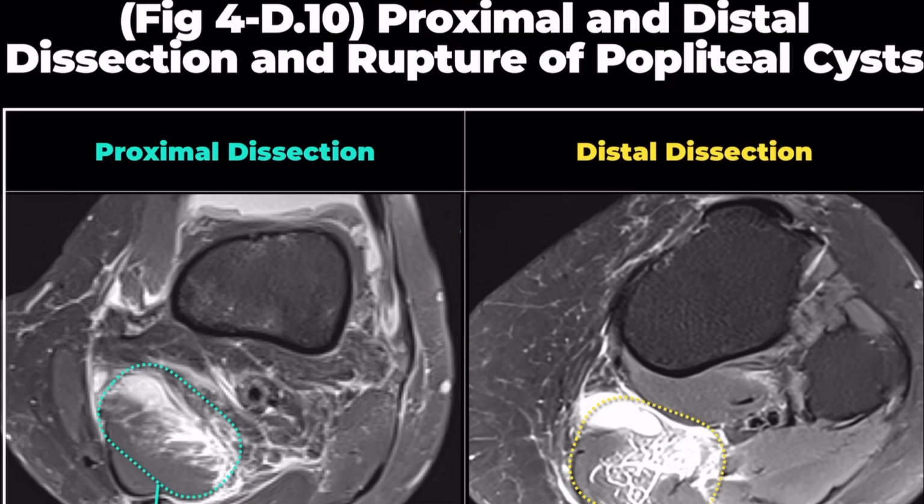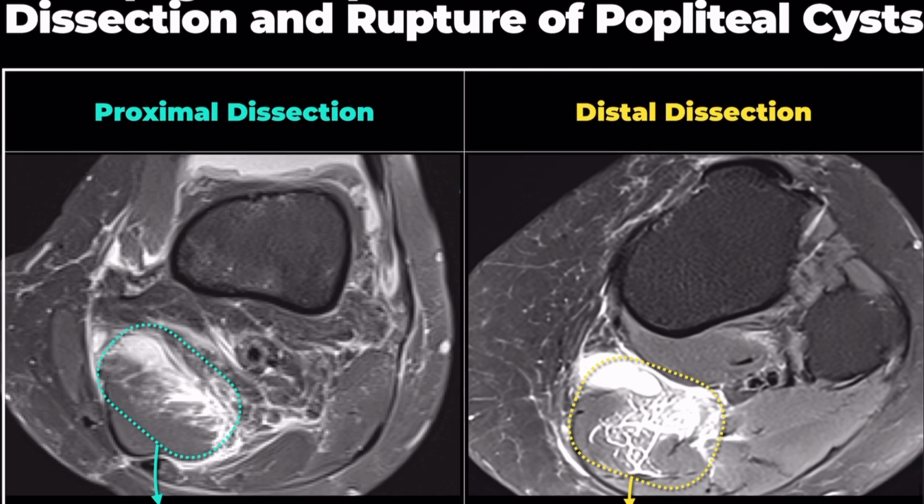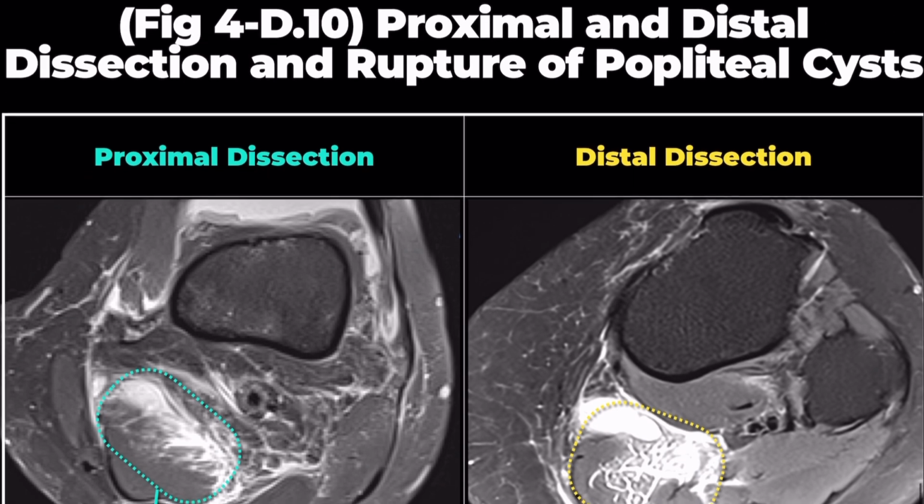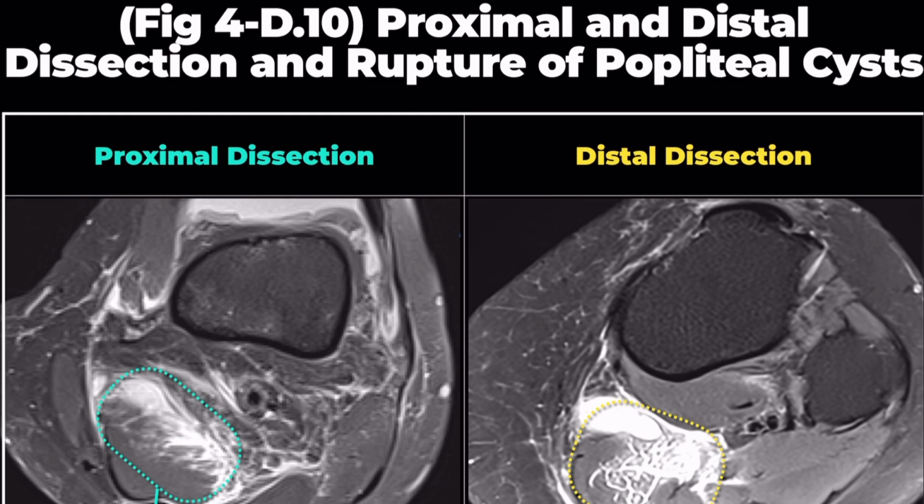Today, we'll discuss cases of popliteal cysts, also known as Baker's cysts, rupturing and dissecting into surrounding structures. We'll examine one case where the dissection extends distally below the knee joint and another where it extends proximally. Let's begin with the typical presentation of a ruptured Baker's cyst.